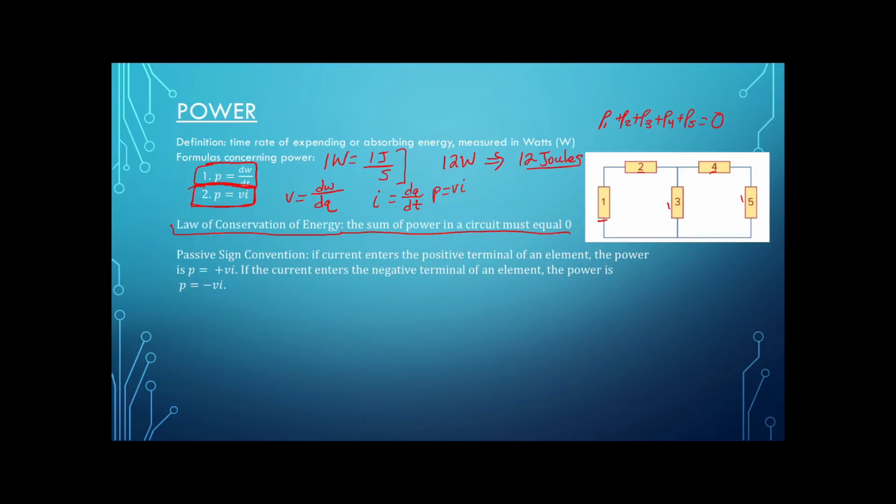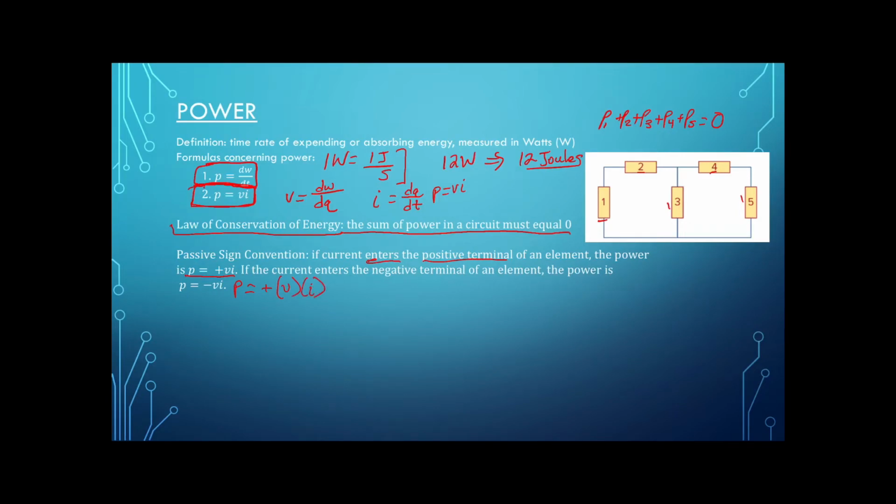So how do we know which elements are supplying power or which elements are absorbing power? To do this, we use the passive sign convention, which says if current enters the positive terminal of an element, the power is P equal to positive voltage times current. And it says if the current enters the negative terminal of an element, the power is P equals negative voltage times current. So when calculating this, I suggest to pick which one of those and stick with it. What I like to do is I always write the current entering the positive terminal. And if the current enters the positive terminal, I always use positive voltage times current.